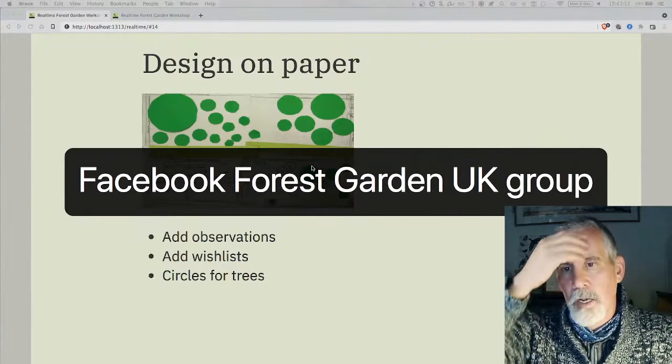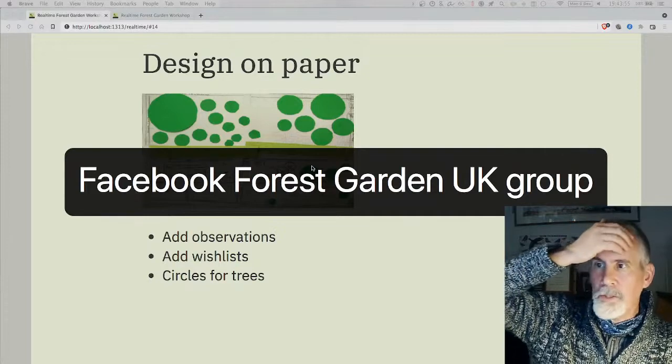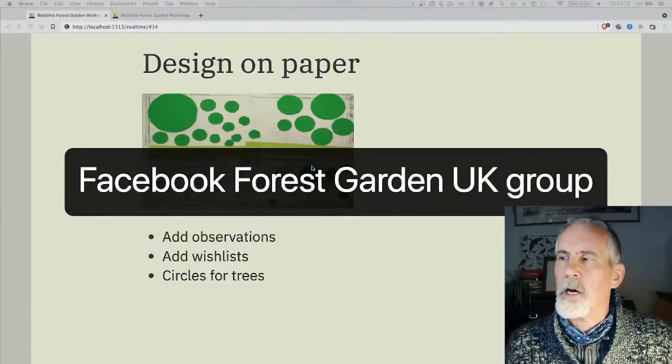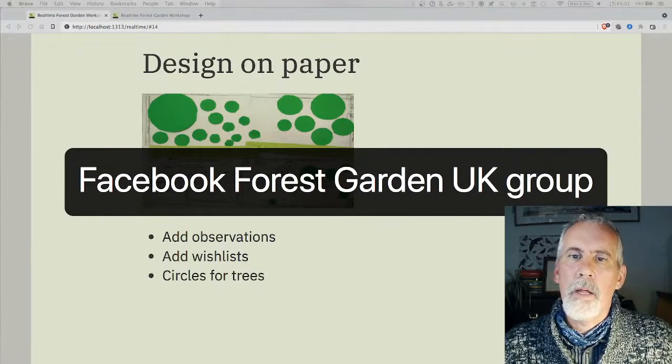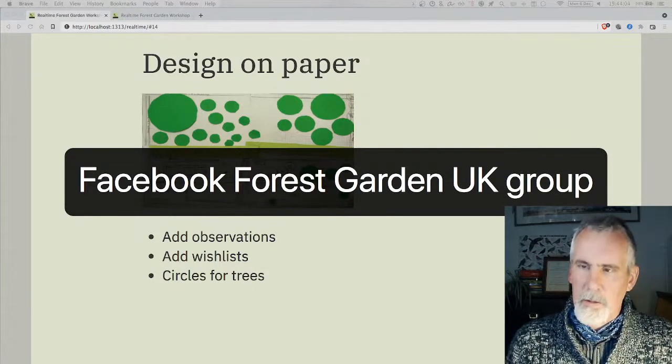And you can ask me, and I can find out. It would be good to have a guild of forest garden designers, and have a little list of them. Maybe that's something I shall write down and consider.